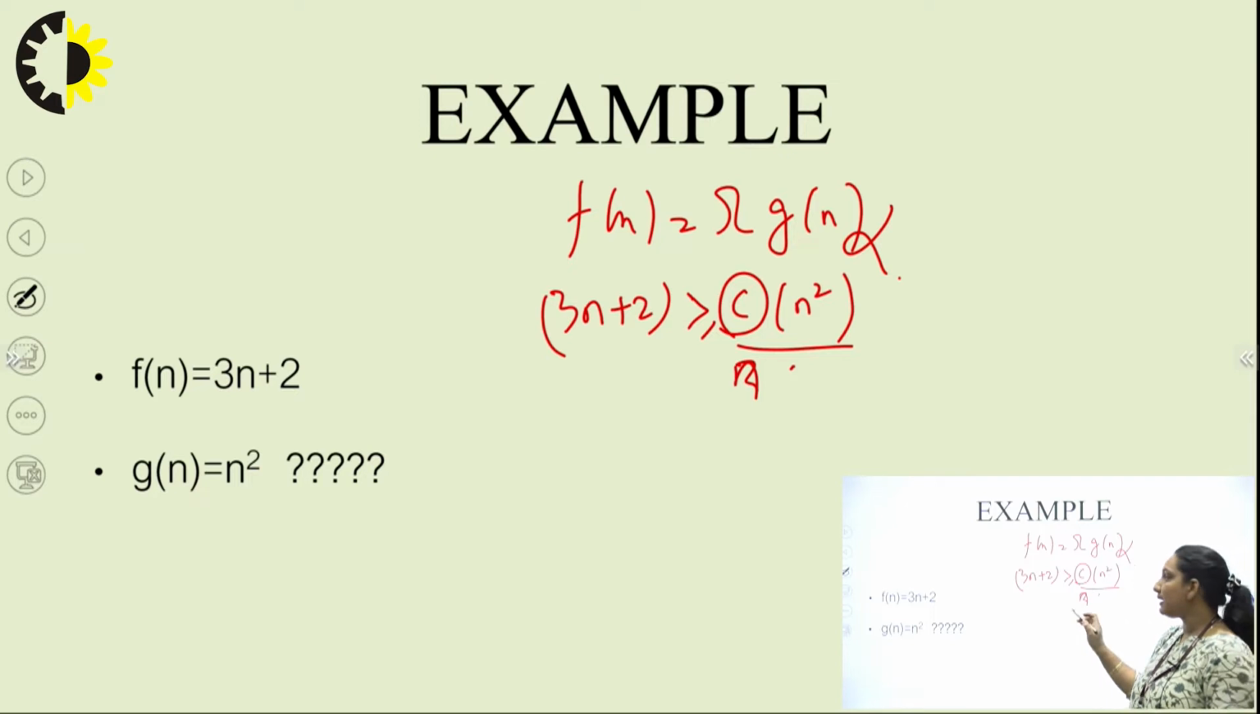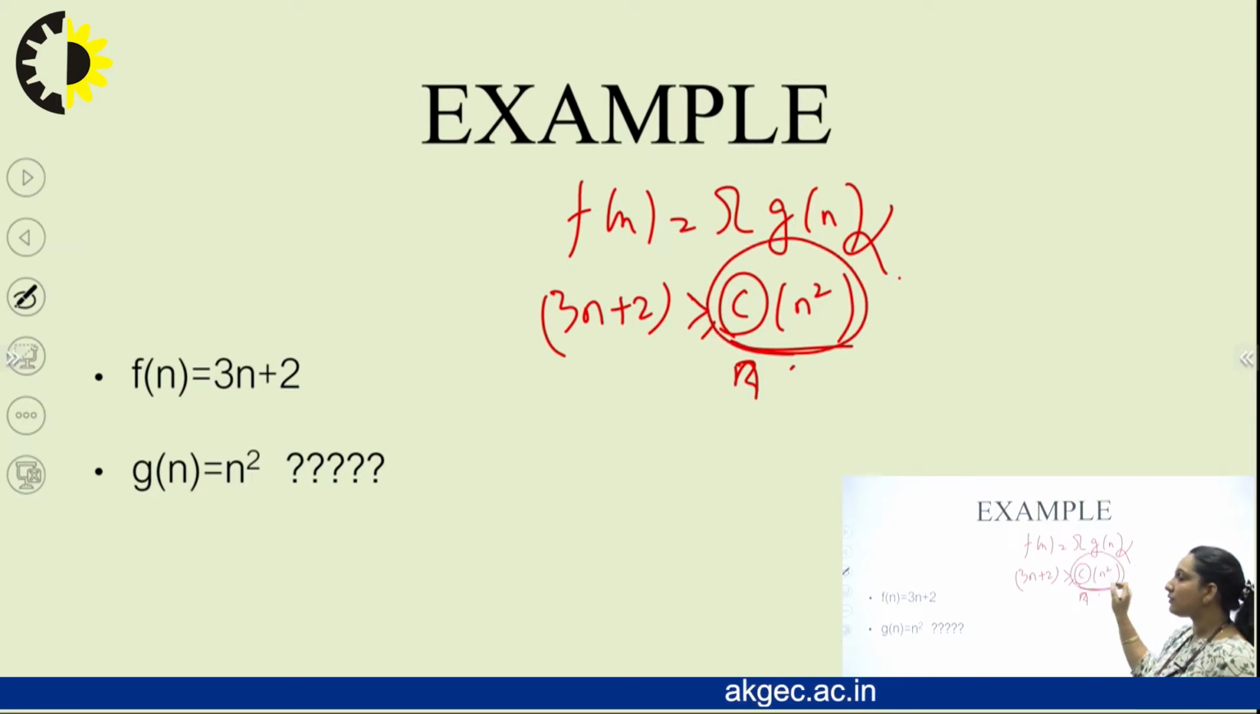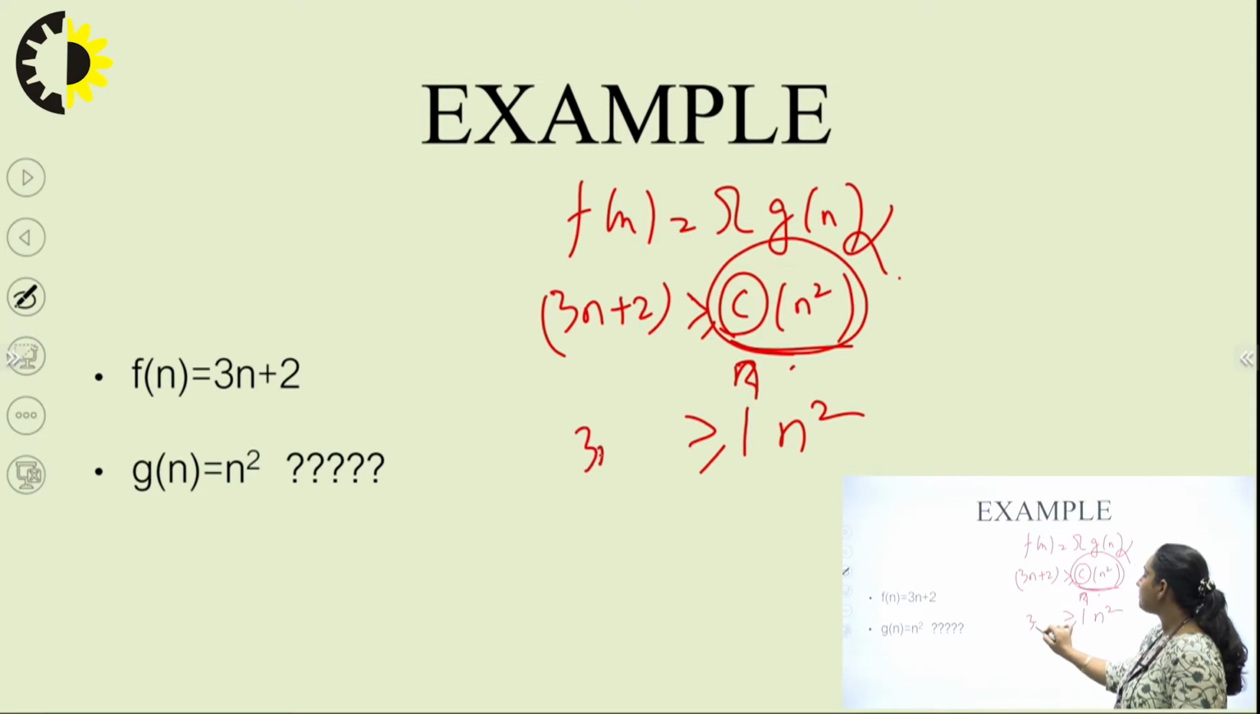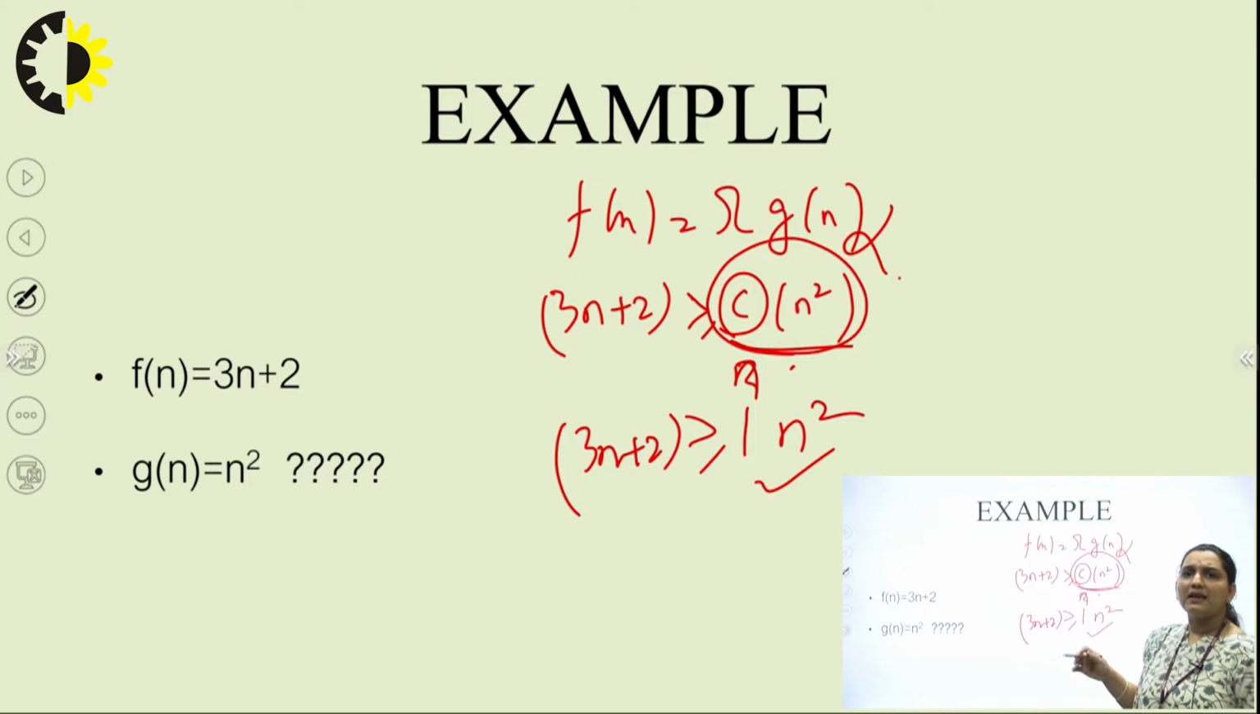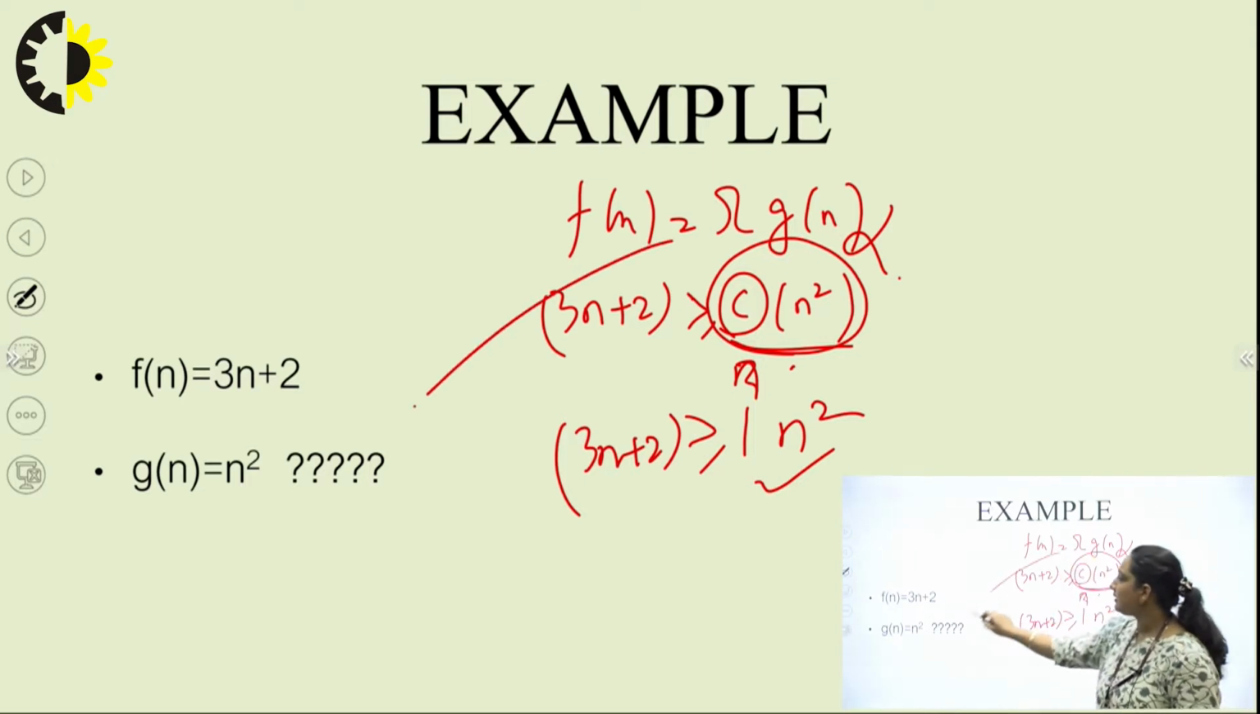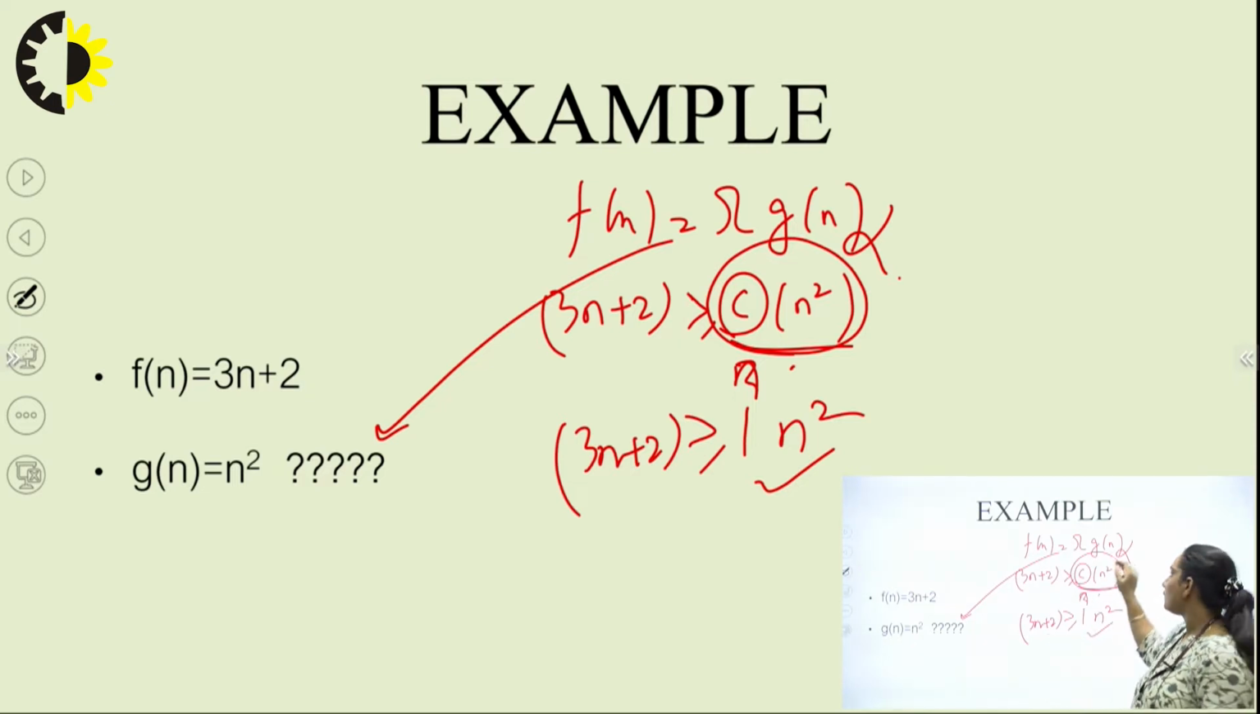Even if I put c as 1, this is n square and this is 3n plus 2. This part is always greater, even without making it 1. So can I write this in this form? No, we can't write it. That's why this is not a big omega.